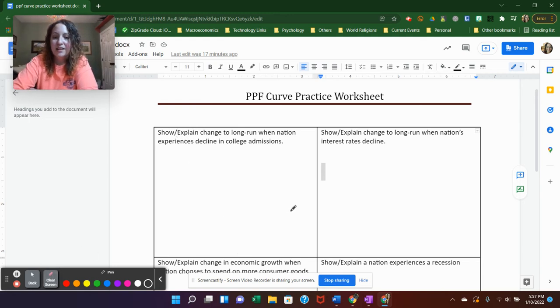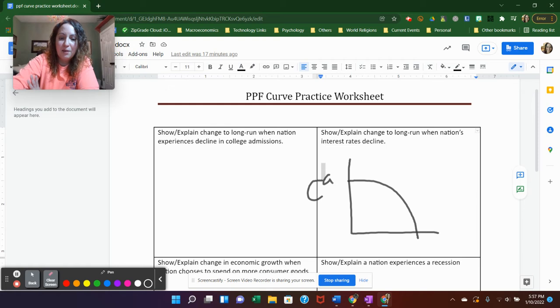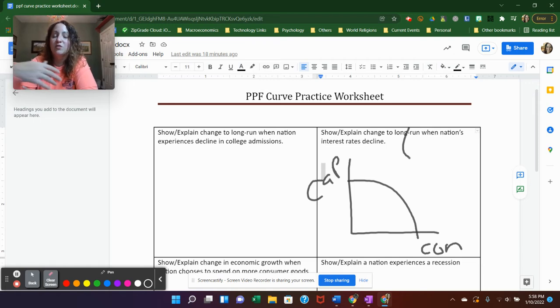All right. Next, we have a PPF curve once again between capital goods, I'm just going to do cap and con for consumer. And when a nation's interest rates decline. Okay, so in class, we would have had a nice long discussion about what an interest rate is, what you think it is, and how it affects production. But I don't have time for that. Interest rates, and I need you to write this down somewhere in your notes because we're going to be talking about interest rates from here on out until June for the rest of the year.